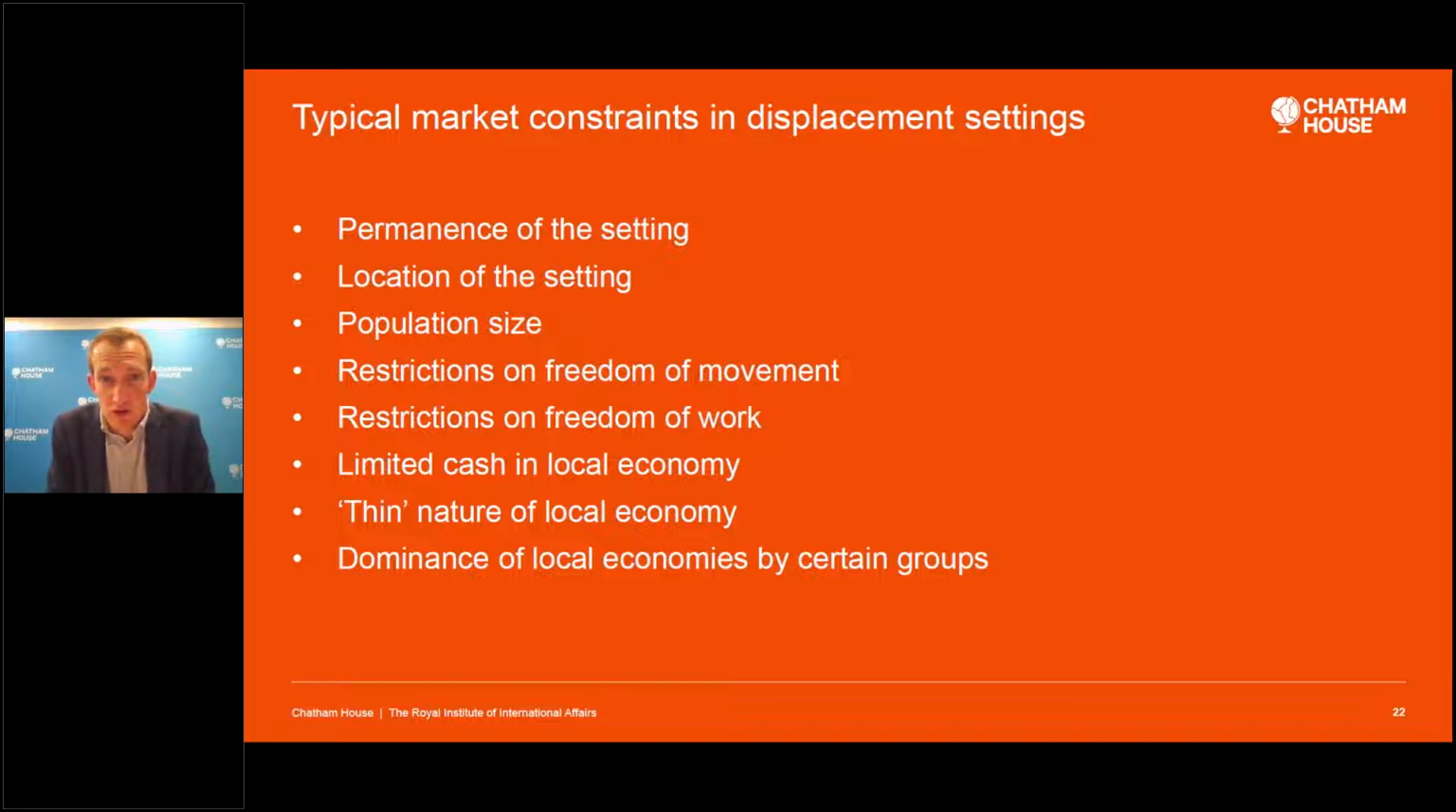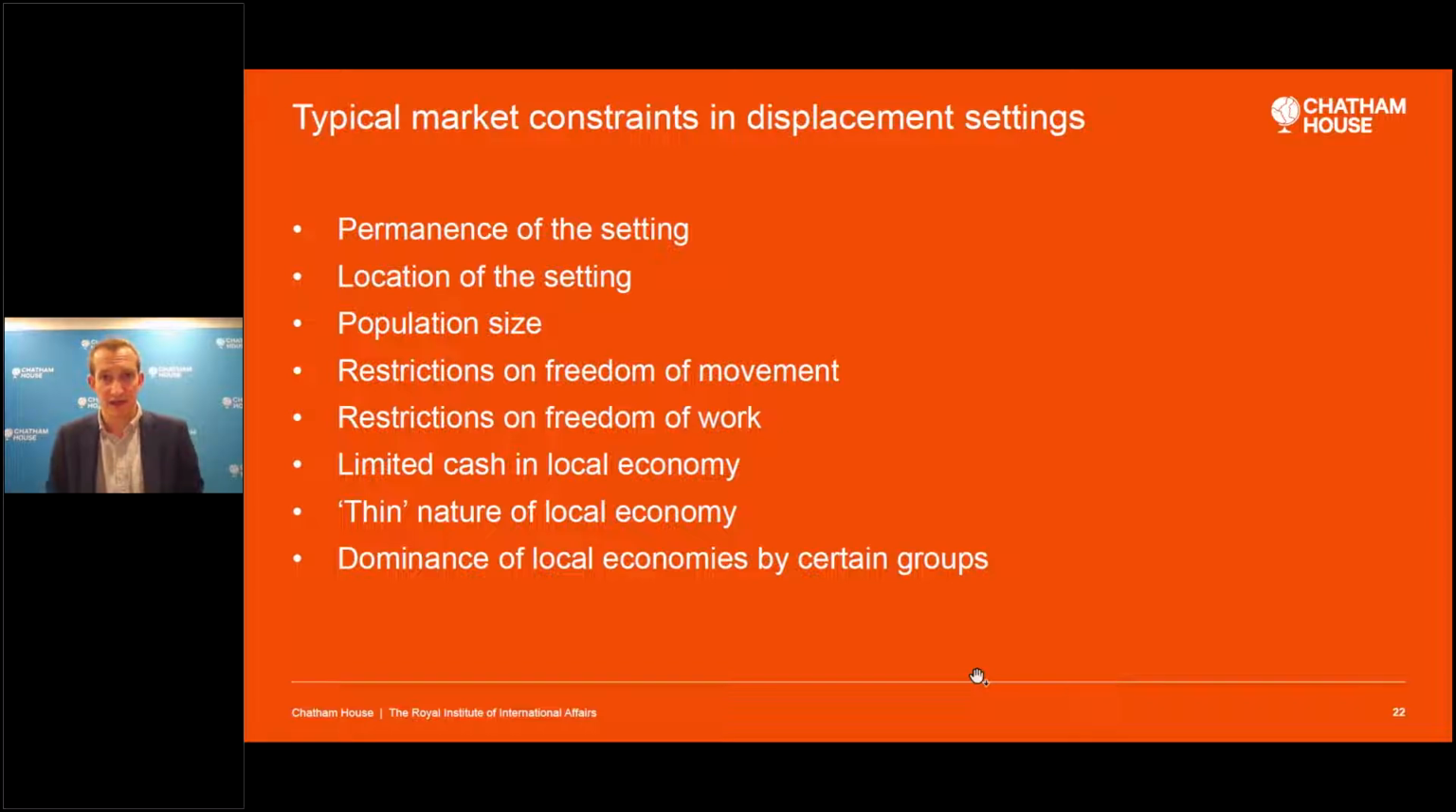These things are all crucial, and generally where we've seen energy interventions work best, we've had more freedom of movement and more freedom of work and more cash. But even when you have those things, there's often still a very thin local economy. So not so many businesses working in this space, and how you develop those businesses is one of the key questions that I hope we tackle today.